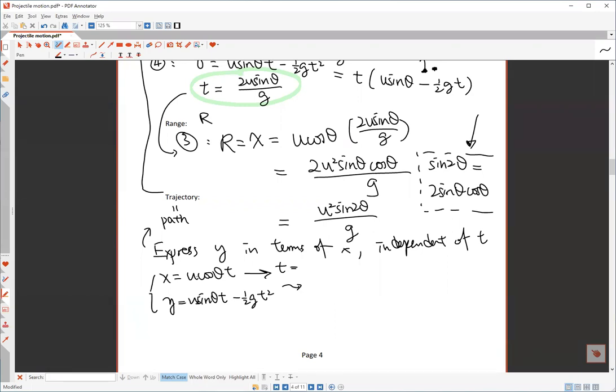So we use the first one, that is t equals x over u cosine theta. And then substitute into the second equation. So see what we get next.